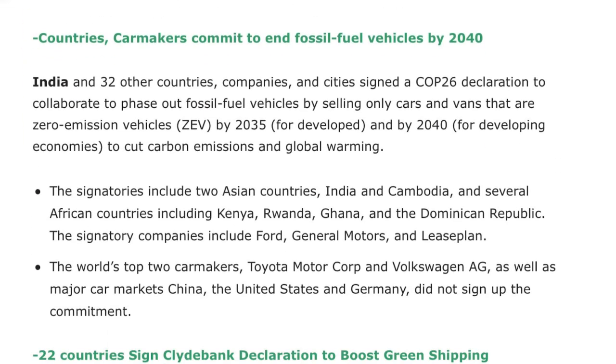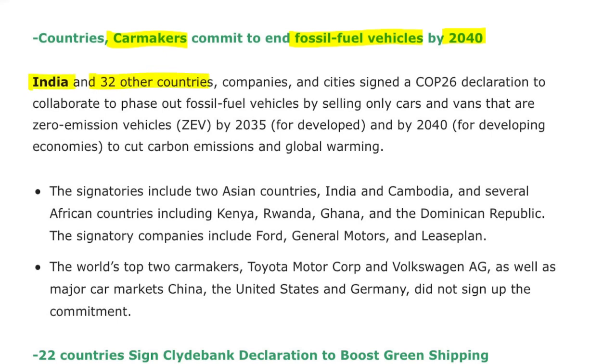Next, countries' car makers commit to end fossil fuel vehicles by the year 2040. That means by the year 2040, all the car makers are planning to end the production of the vehicles that pollute directly. This is simple: they will be shifting to electric vehicles for powering our vehicles.